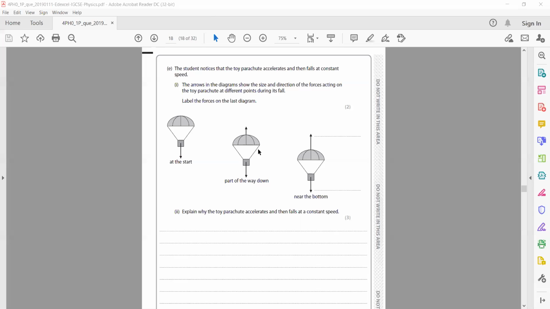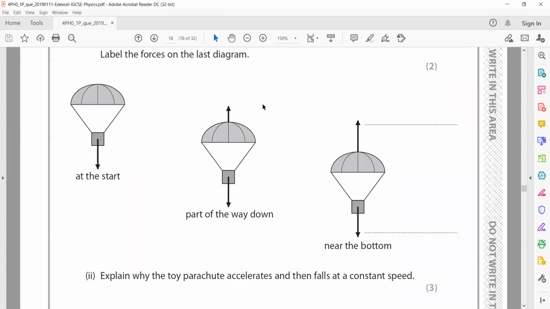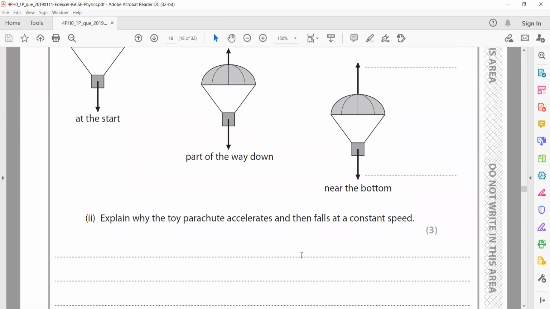So this was question 5 and 6 from January 2019, paper 1.